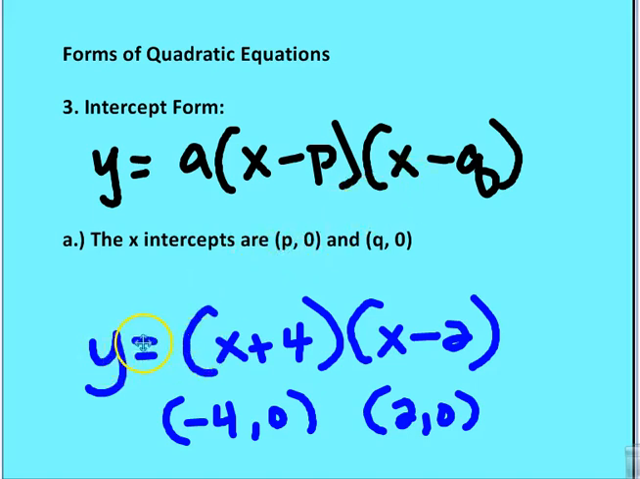I'm going to give you here a quadratic in intercept form. y is equal to x plus 4 times x minus 2. Your x-intercepts are (-4, 0) and (2, 0). From the x-intercepts, we can find the axis of symmetry. From the axis of symmetry, we can find the vertex.